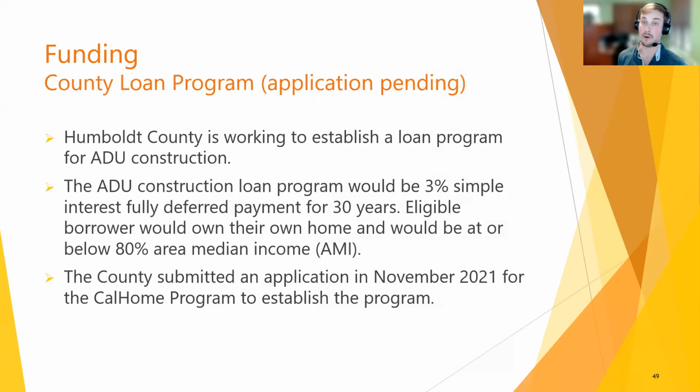And then we also are pursuing a county loan program. We have an application that is in process. This has been a goal. What we're hoping for is that it would be a 3% simple interest loan program, fully deferred for 30 years. So eligible borrowers would own their home and would need to be at or below 80% area median income. So we submitted the application, and we're hoping for good news on this program. And this is another one that Andrew Whitney could speak to. Pretty sure that he submitted that application for us. Next slide, please.